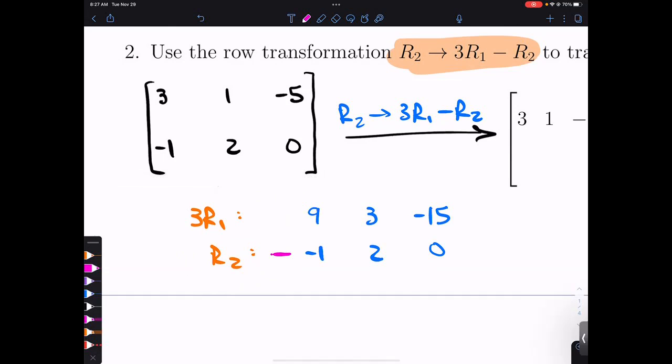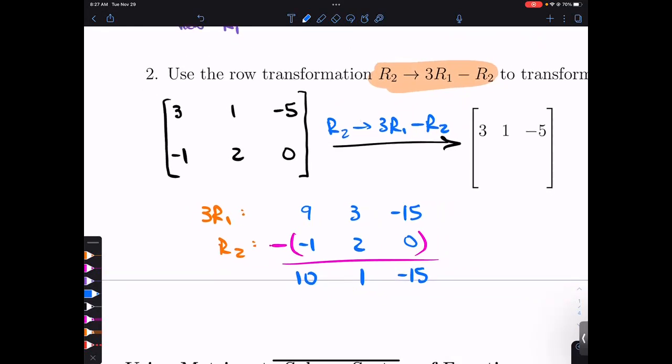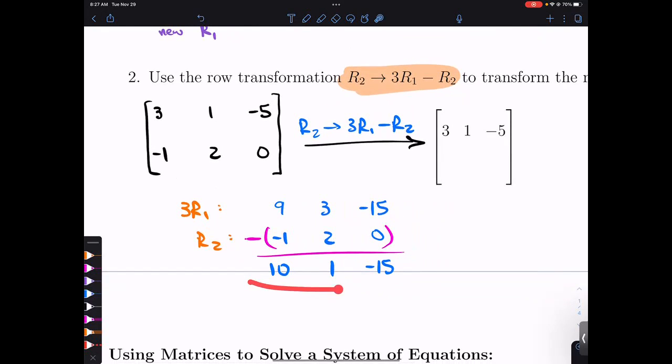And then the instructions were to subtract 3 row 1 minus row 2. So here's 3 row 1, here's row 2. I'm going to subtract, just down within each column. So 9 minus -1, 3 minus 2, -15 minus 0. This is our new row 2, so it needs to go right there. 10, 1, -15.